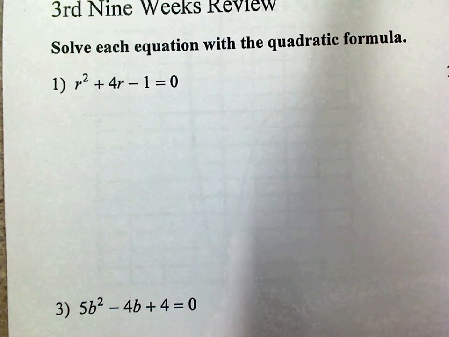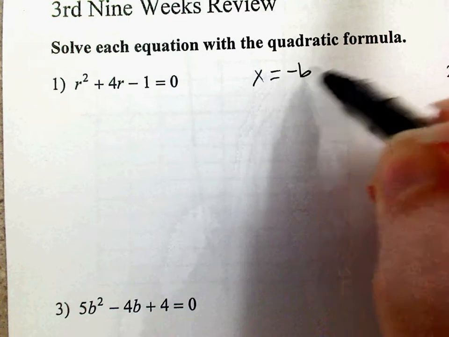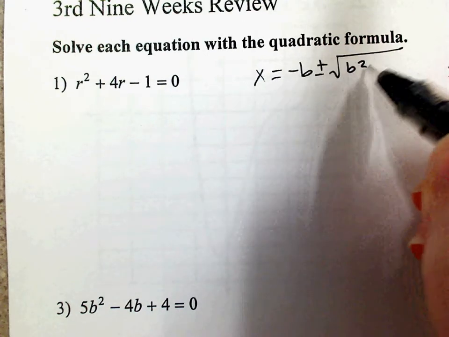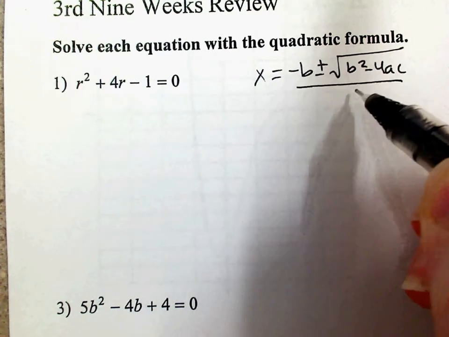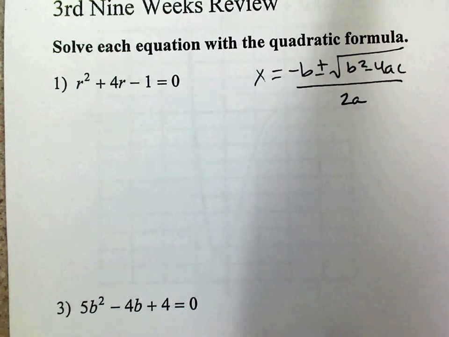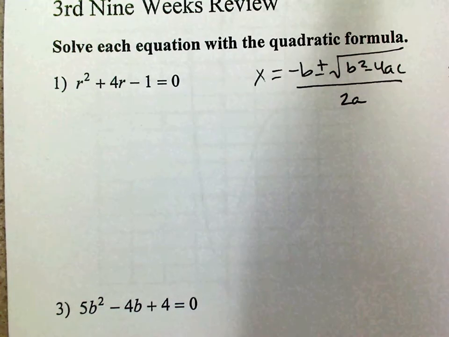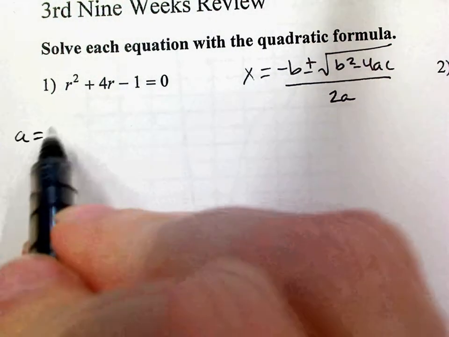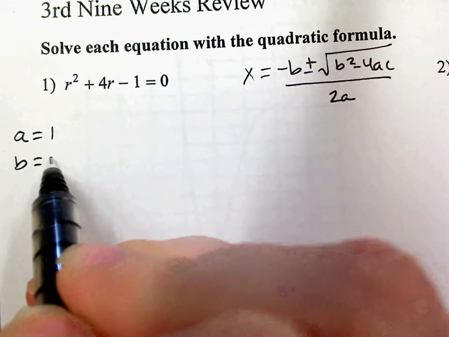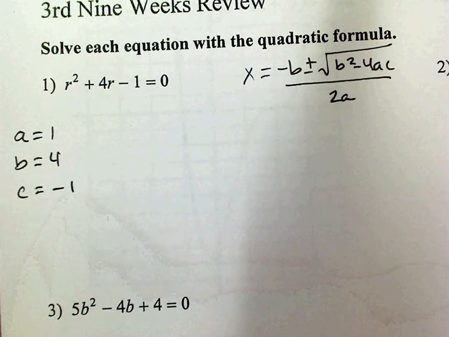Okay, quadratic formula. What is the quadratic formula? All over 2a. Okay, so what is a in this case? A is 1. What's b? What's c? Negative 1. All right, so let's start solving it.